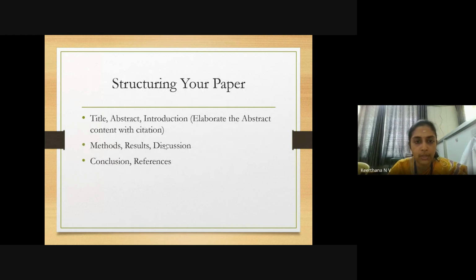Next you have to structure your paper. First thing, every journal will provide its format. You can follow the journal rules, whether it is LaTeX or a document format. They will have a set of rules: you have to follow this font size, this much spacing, and so on. They will have their own rules, so follow those rules while writing.